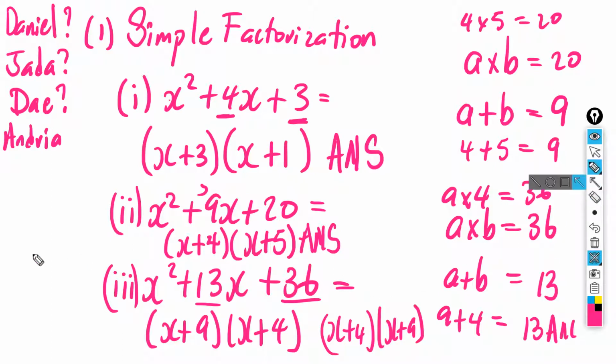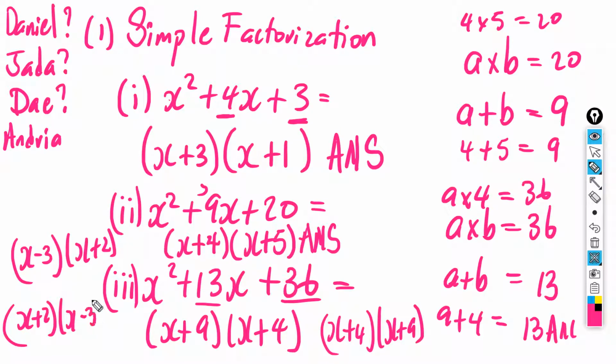Even with the negative case, guys, if you have x minus 3 times x plus 2 and you write it the other way around, x plus 2 times x minus 3, it's the same thing. These two are the same thing, so it really doesn't matter which way you write it. It does matter where you put the number, but it doesn't matter which way you write it.